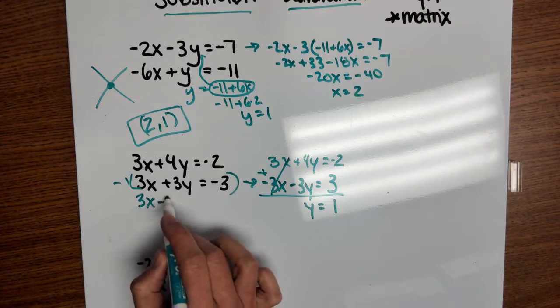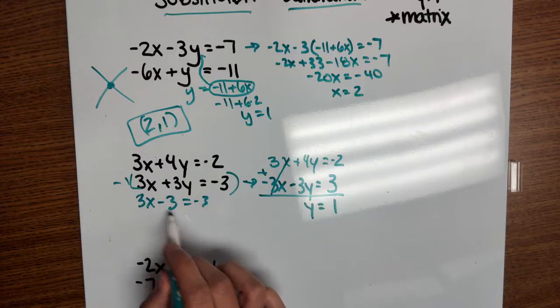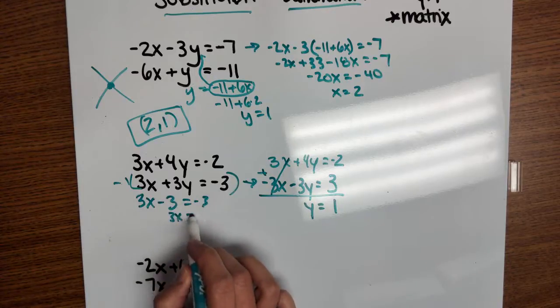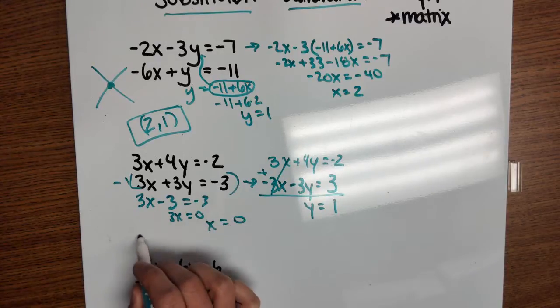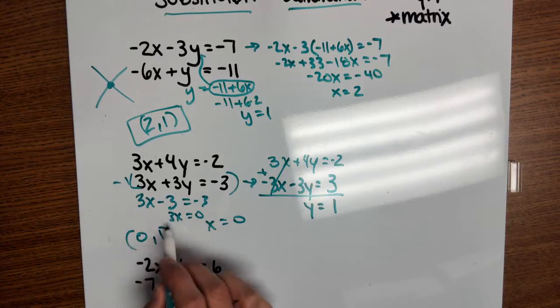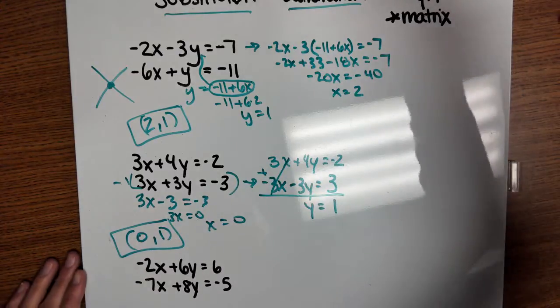So 3x minus 3 is negative 3. I plugged in my 1. Add 3, so 3x is 0. That tells me x is 0. As an ordered pair, my final answer would be (0, 1). And that tells me that these two lines intersect at the point (0, 1). So let me move this down.